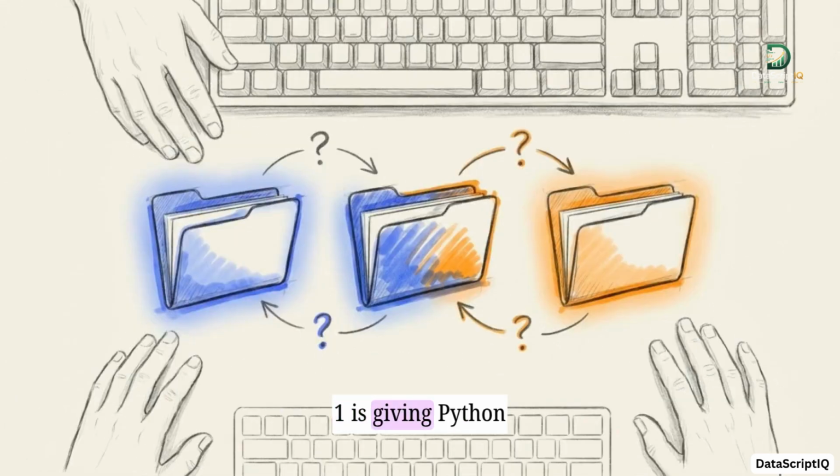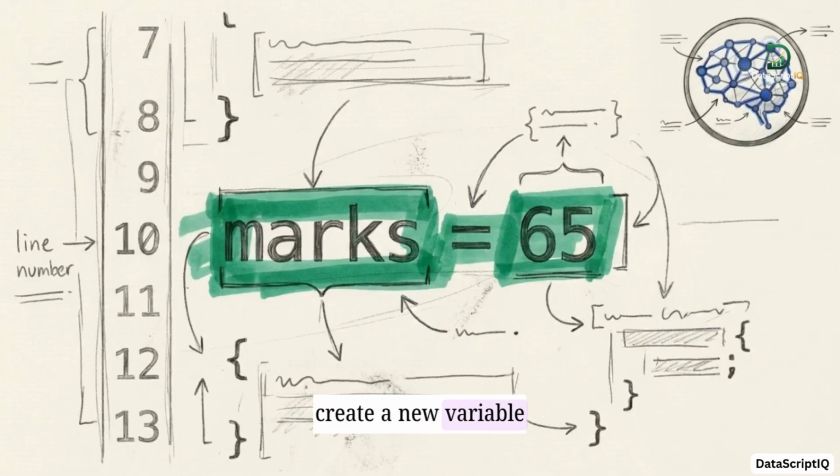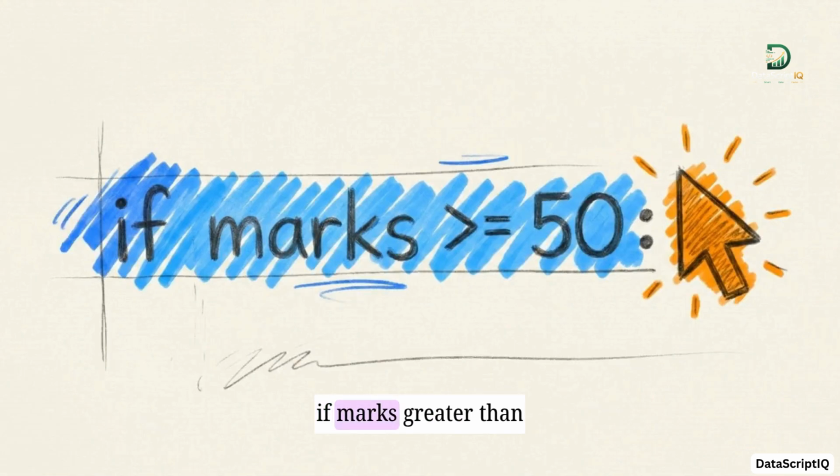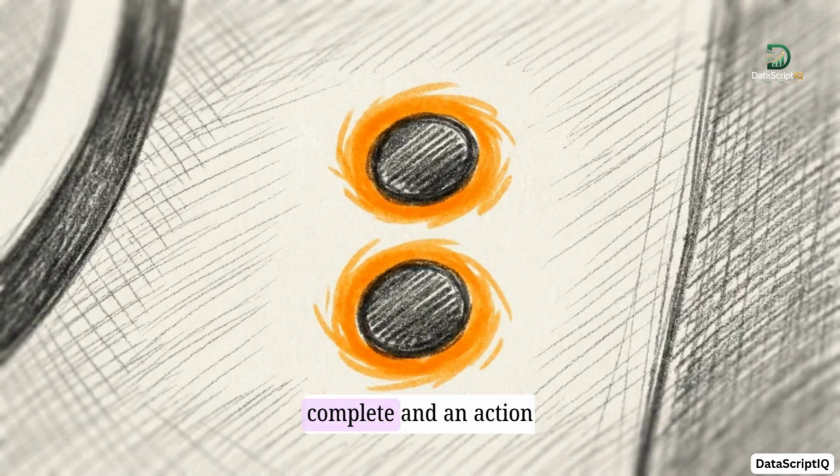Step 1 is giving Python some data to check. In your editor, create a new variable called marks and set it to 65. Now it is time to write your first conditional check. Type if marks greater than or equal to 50, and be sure to place a colon at the very end of that line. This colon tells Python that the rule is complete and an action is about to follow.